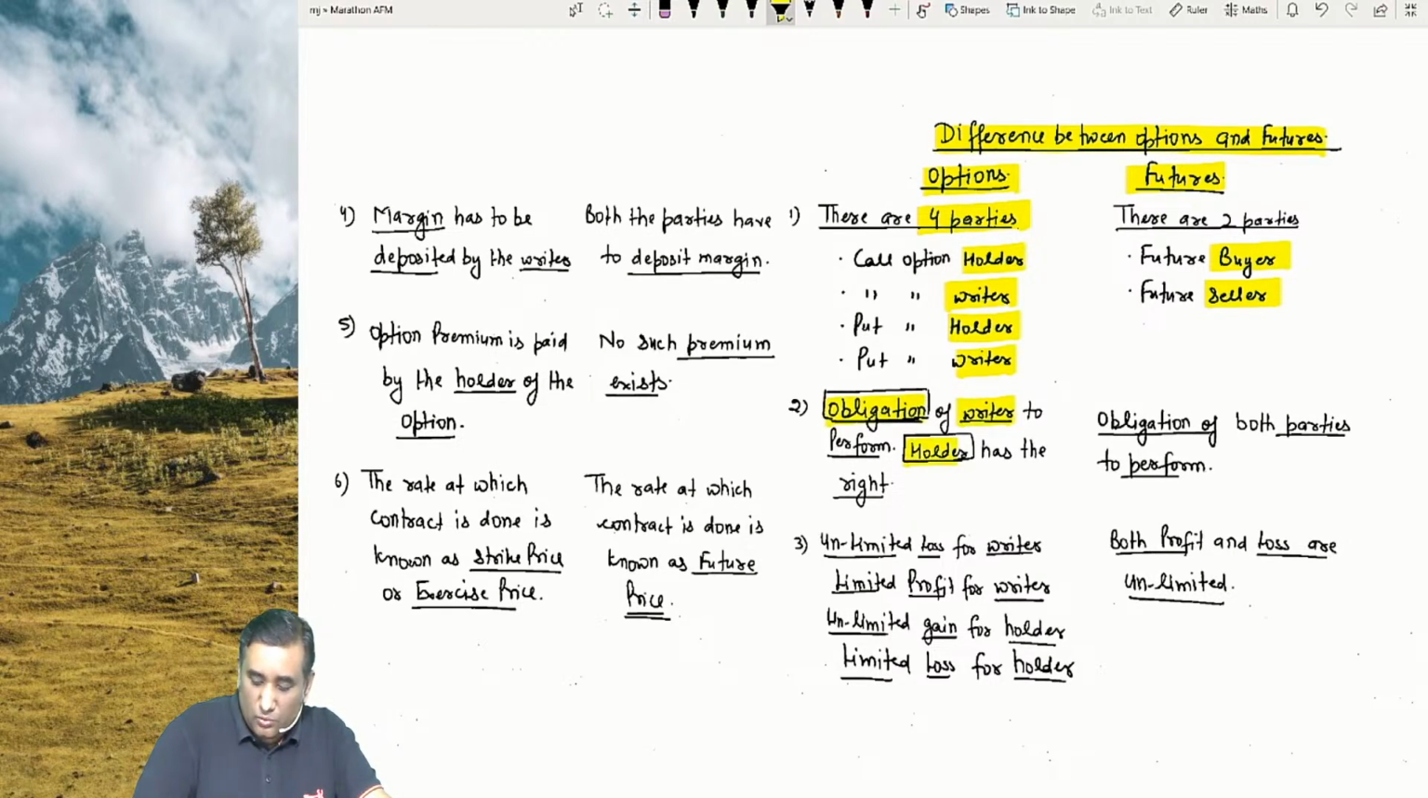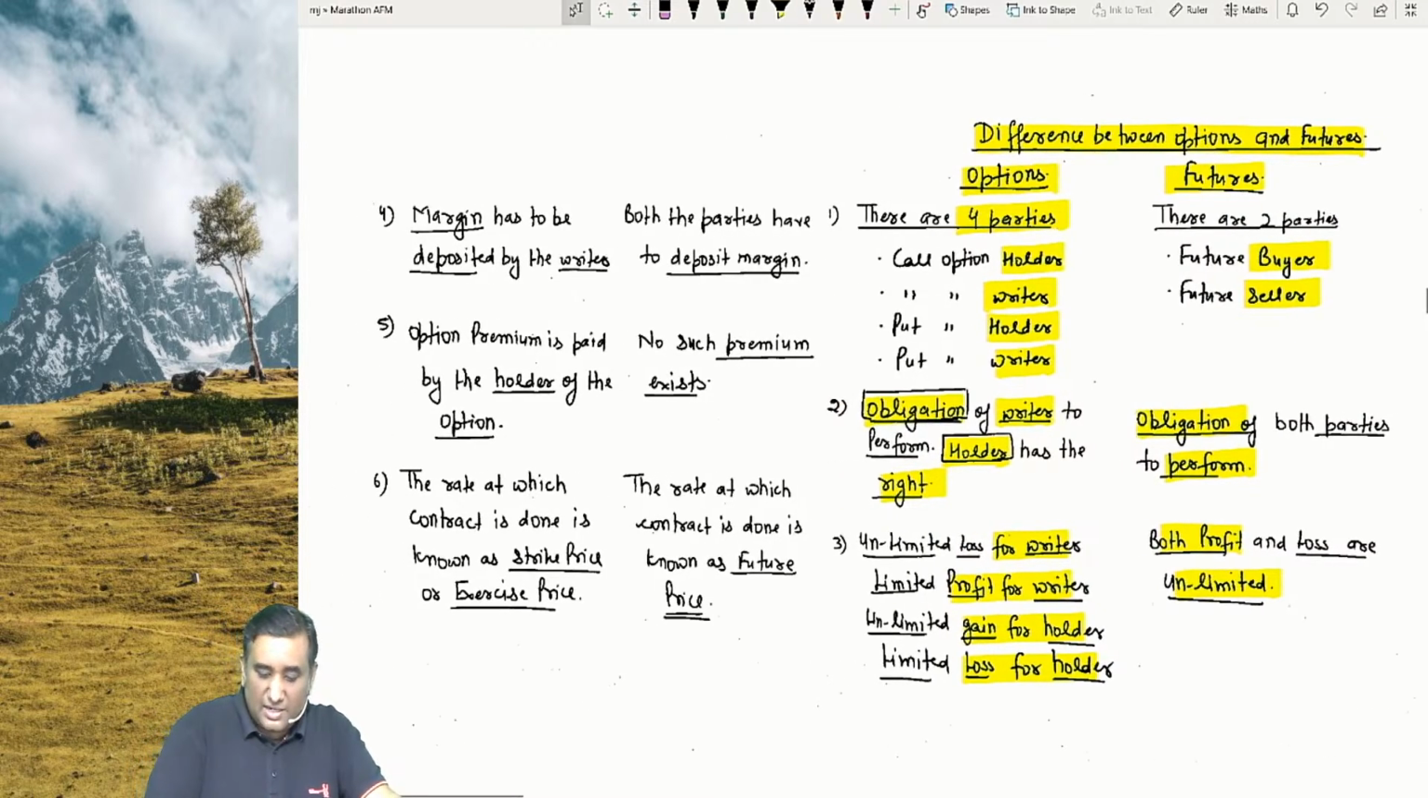In options, there is an obligation on the writer, and the holder has the right. In futures, there is an obligation on both parties to perform. In options, the writer has unlimited loss and limited profit, while the holder has unlimited gain and limited loss. That's the option market. In futures, both profit and loss are unlimited.